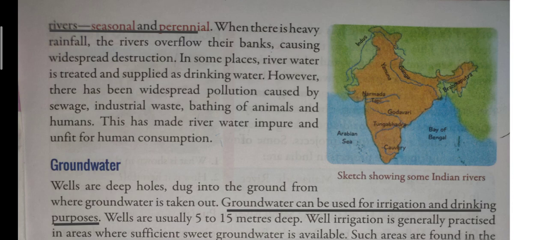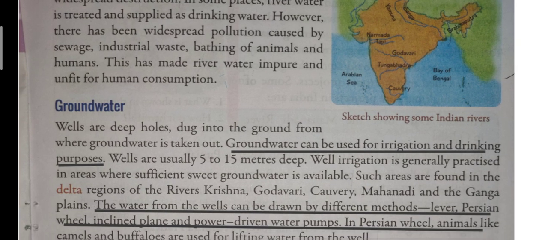Now, children, let us read about groundwater. Wells are deep holes dug into the ground from where groundwater is taken out. Groundwater can be used for irrigation and drinking purposes. Wells are usually 5 to 15 meters deep. Well irrigation is generally practiced in the areas where sufficient sweet groundwater is available.